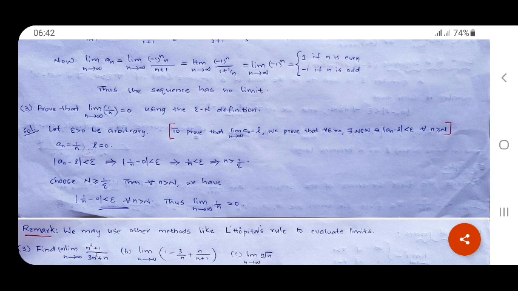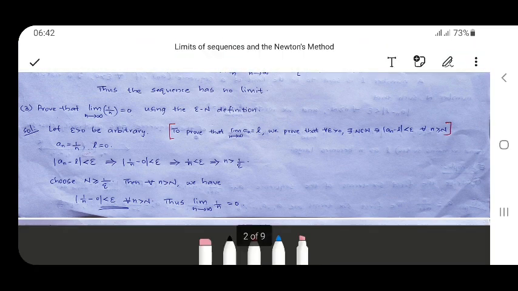What we do is, we begin with modulus of an minus L less than epsilon, and we will try to find some natural number capital N. So modulus of an minus L less than epsilon implies modulus of 1 by n minus 0 less than epsilon, which means n is greater than 1 by epsilon. So if you go back from n greater than 1 by epsilon, let us see, we are going the other way.